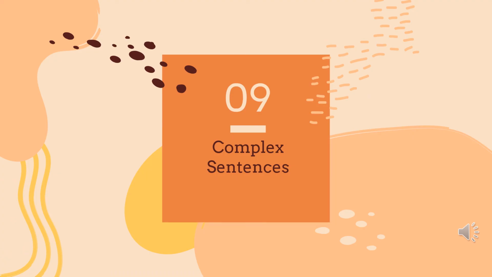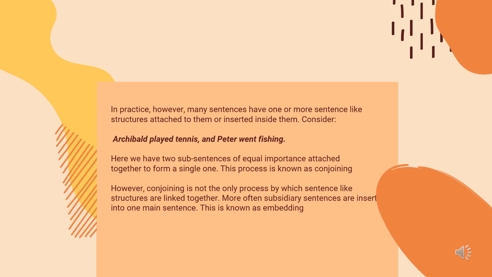Complex sentences. In practice, however, many sentences have one or more sentence-like structures attached to them or inserted inside them. Consider, Archibald played tennis and Peter went fishing. Here we have two sub-sentences of equal importance attached together to form a single one. This process is known as conjoining.